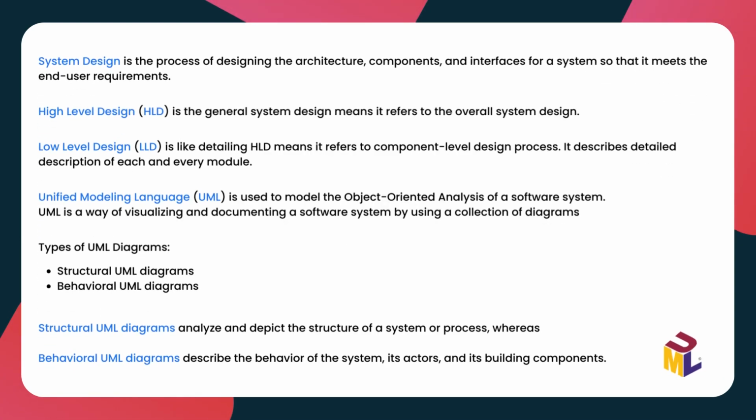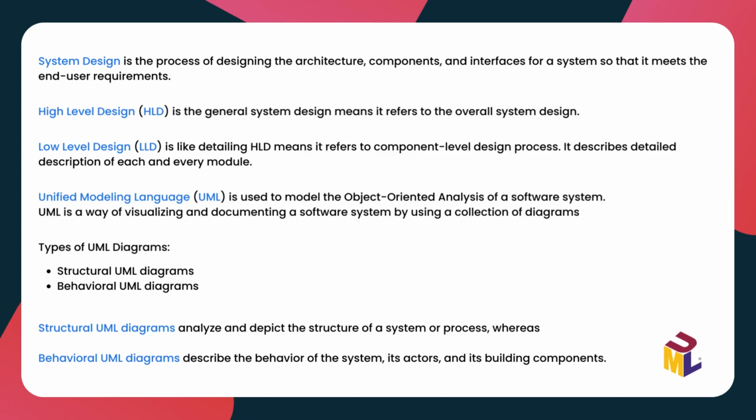System design is a process of designing the architecture so that it meets the end user requirements. Low-level design refers to the component-level design process. Unified modeling language is used to model the object-oriented analysis of a software system. There are mainly two types of UML diagrams, behavioral and structural.